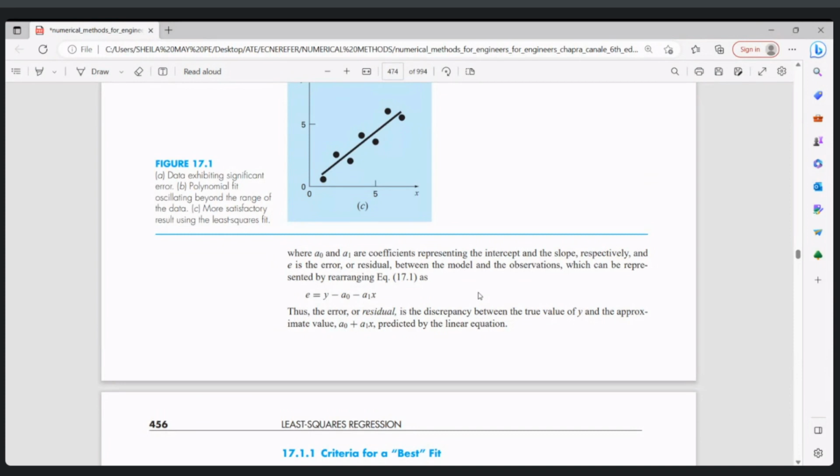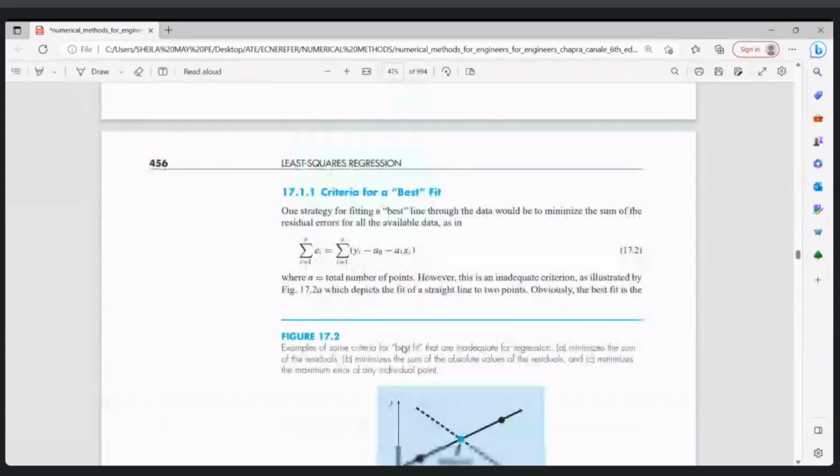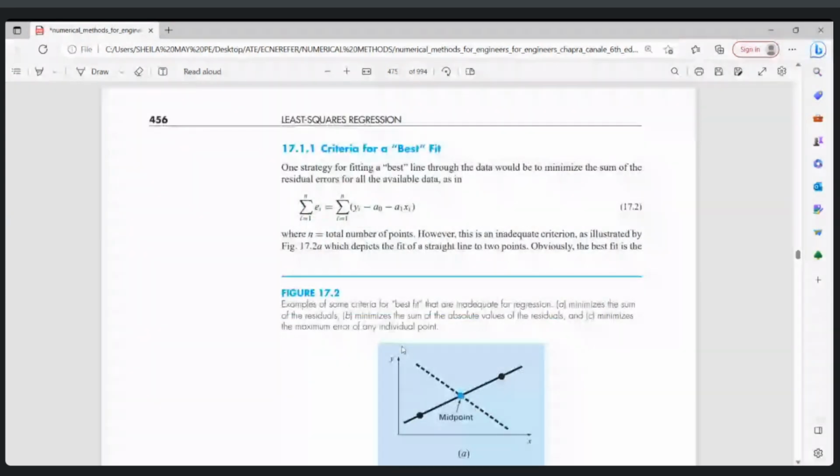Ito siyang gimata-mata nga pagbutang sa best fit nga line, which can maybe be represented by rearranging the previous equation. Atong ipagawas si error or si residual, it will provide us with y minus a sub 0 minus a sub 1 times x. Thus, the error or residual is the discrepancy between the true value and the approximate value a sub 0 plus a sub 1 x predicted by the linear equation. Now we have here next the criteria for a best fit.